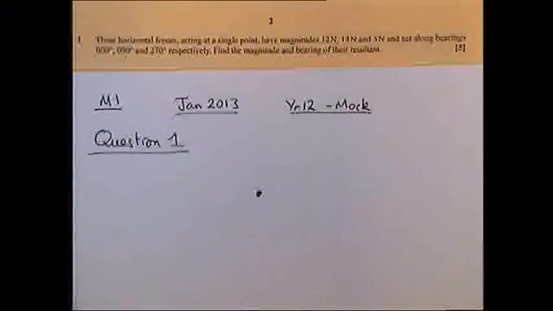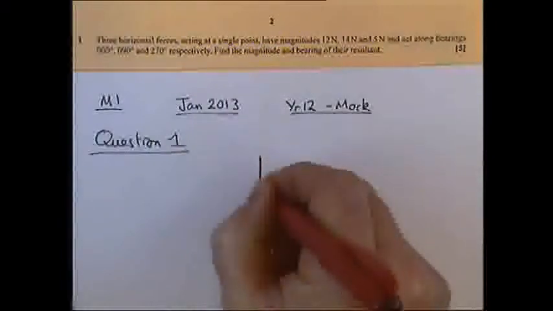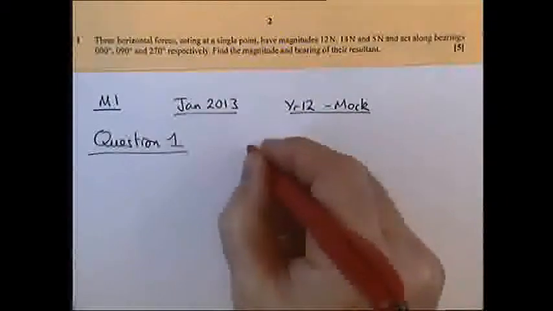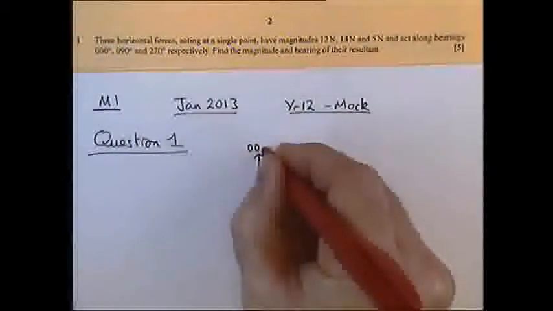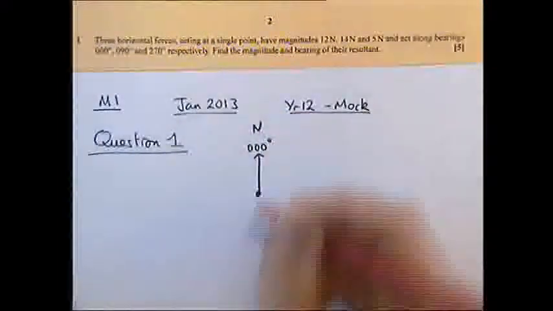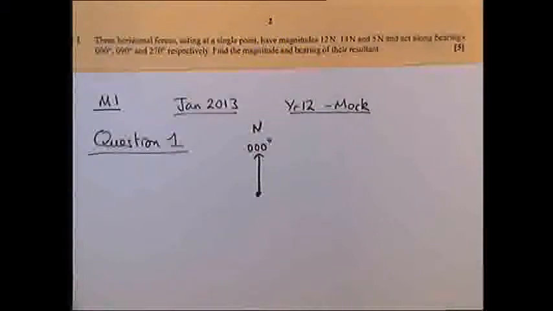The first one is 12 newtons, and it's acting on a bearing of 000 degrees. Now typically convention says that we put north as up the paper, but it's totally up to you which direction you put 000, as long as all the angles are correct relative to that. But I typically always put north up the paper because it makes it look the same as every other question that the examiner is going to mark. So there's no need to make their job harder than we have to.